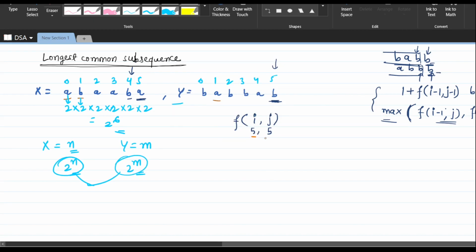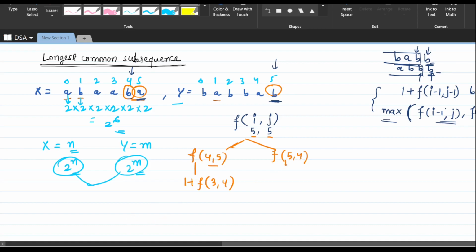so let's say initially we are at 5 and 5, so we will check whether a and b is equal. So a and b is not equal. So what we will do is, we will call the function for f(4,5) and f(5,4). Then here we will check whether the letter at fourth and fifth is equal. If it is equal, then we will say 1 plus f, and we will decrement both the pointers, which will be 3 and 4.